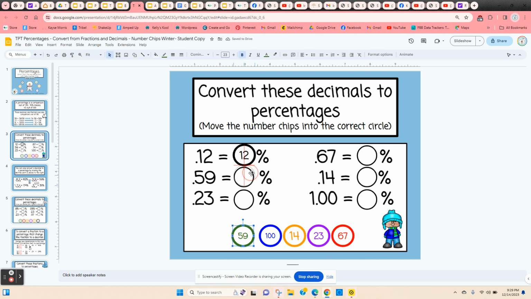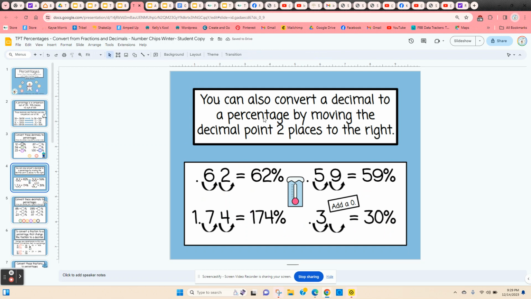This first slide gives students a chance to practice moving the chips. And then again, one whole would be 100%. And so on. They can finish that. Now, another way to convert a decimal to a percentage is by moving the decimal point 2 places to the right. So here, if we move 62 hundredths 2 places to the right, we get 62%.